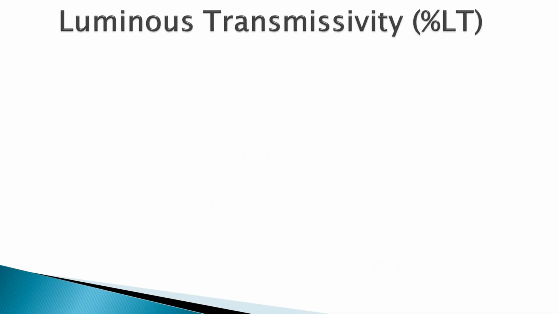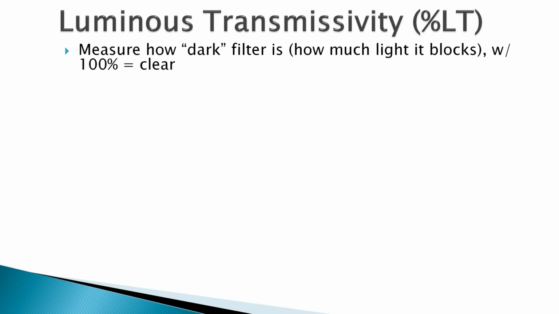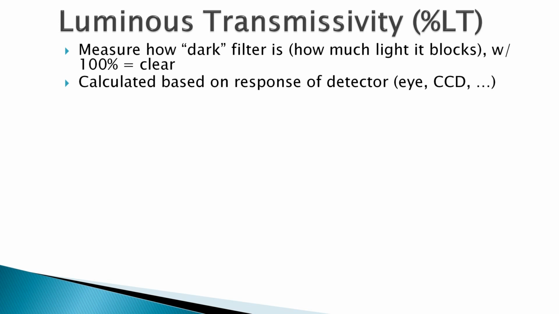The next term to discuss is luminous transmissivity, or percent LT. This is essentially a measure of generally how dark a filter is. On average, what percentage of light is getting through. It is calculated based on the specific sensor the filter is to be used with. So a filter will have a different percent LT value if used with the human eye versus with a camera.